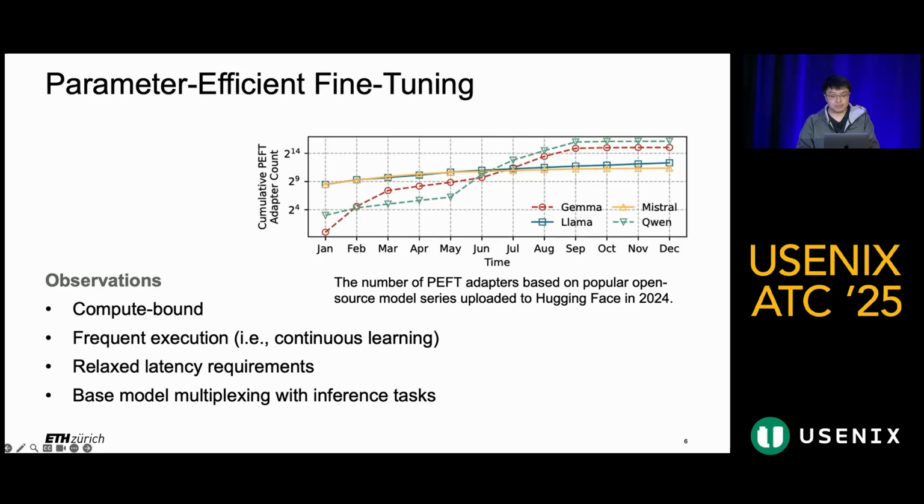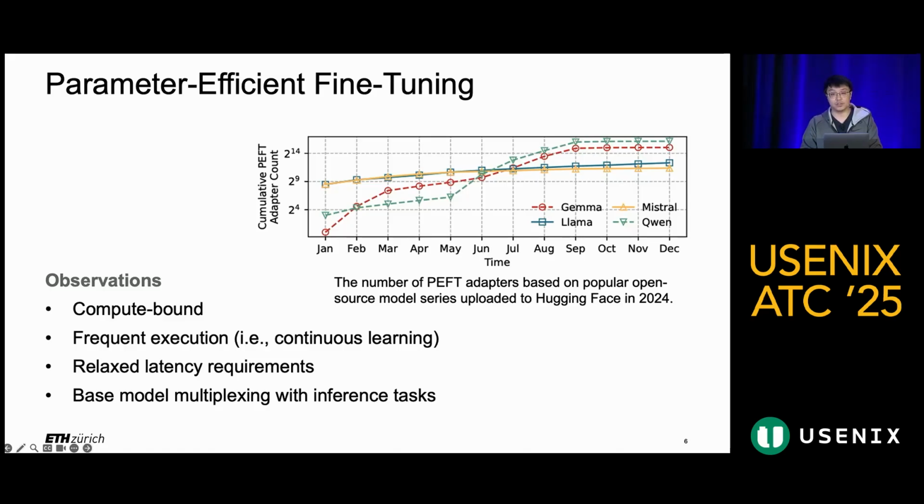We also make the following observations on PEFT by profiling, using state-of-the-art fine-tuning frameworks, collecting information from Hugging Face and multiple cloud vendors. First, overall, both the forward and backward parts of fine-tuning are compute-bound. Second, users need to execute fine-tuning frequently. For each downstream task and each new model, users need to do fine-tuning.